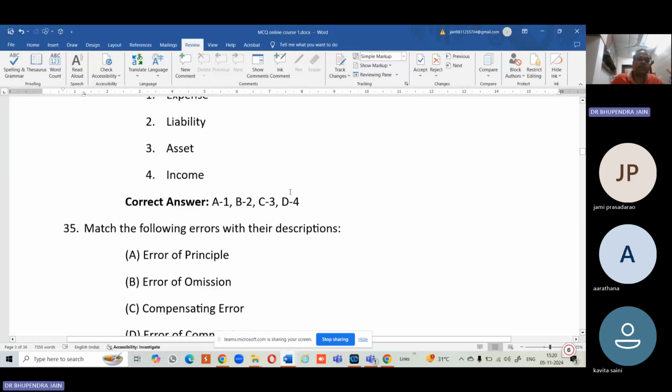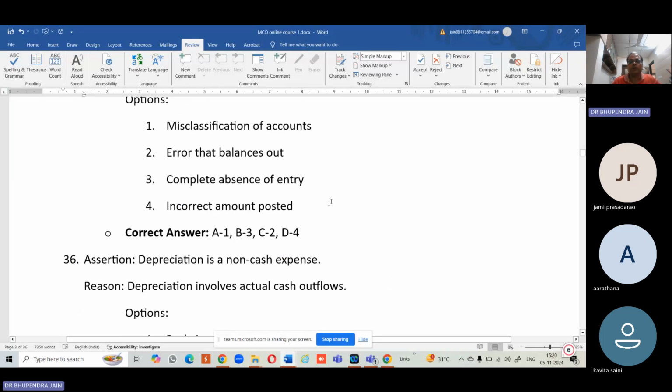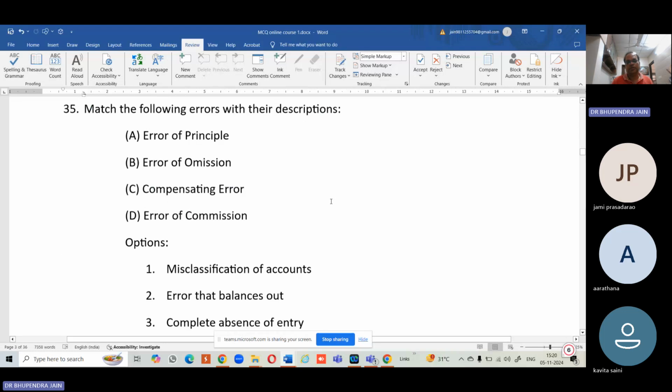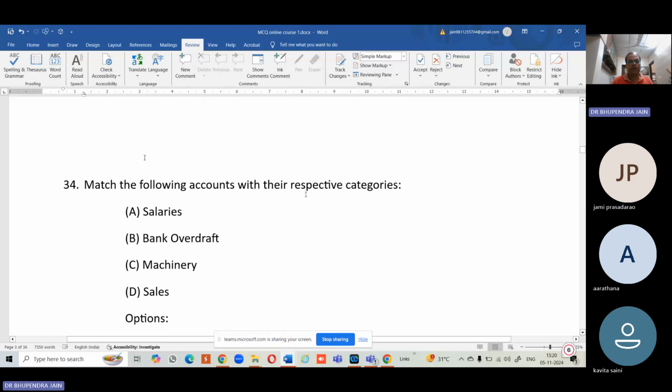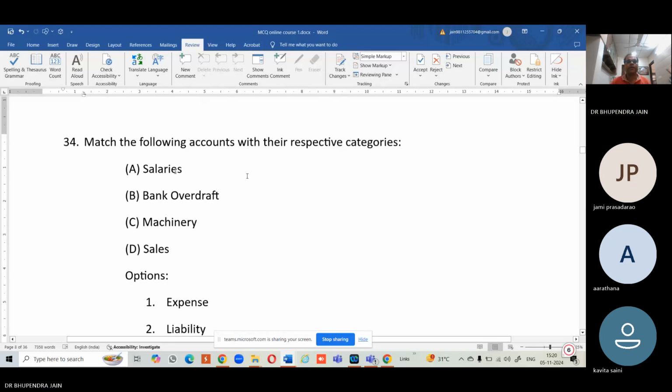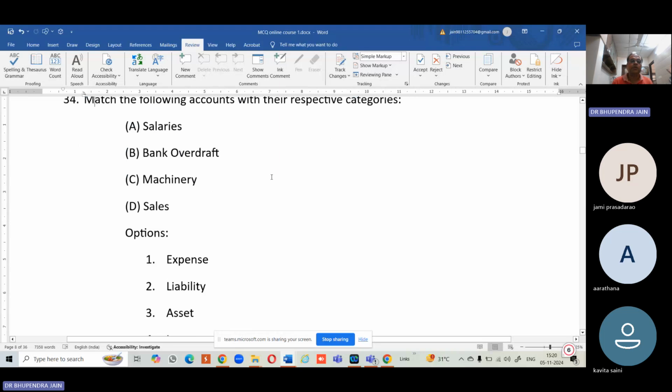I wrongly, and only I just give the correct answer. Basically I have to give the 4 options, so I will correct all the question here, then I will send. Match the following accounts with their respective category. So the salary is the expenses, bank overdraft is the liability, machinery is the assets, and sales is the revenue.